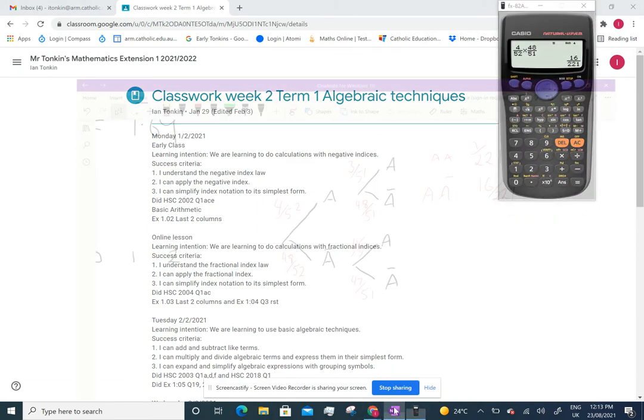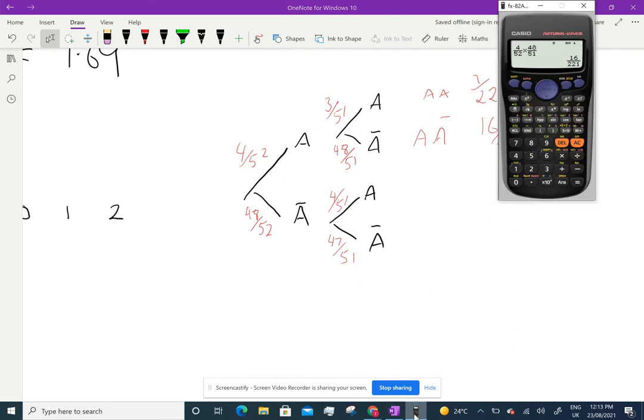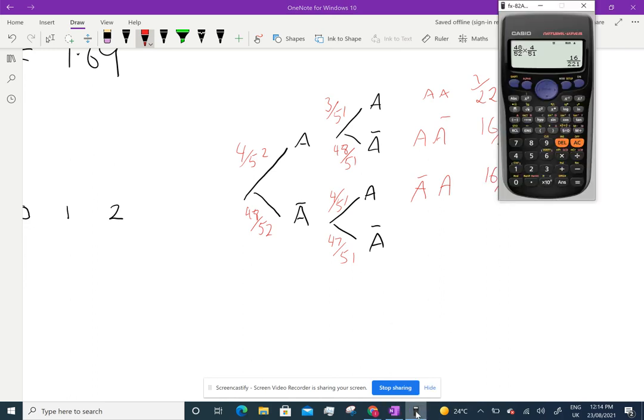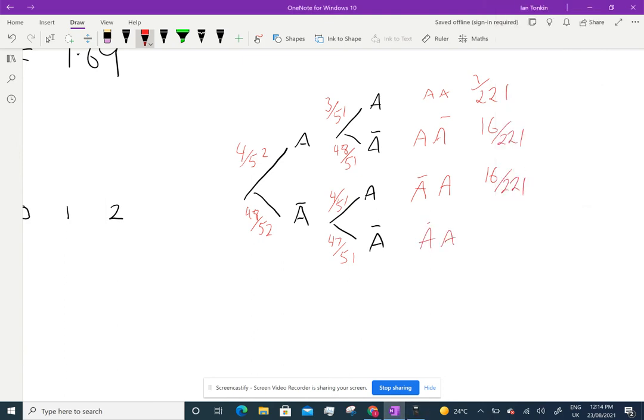Right, I want this back as well. Now I want 48 on 52 and 4 on 51, 16 on 221. I should have known that because it's just a reverse order of the other things. So 16 on 221. And the last one, I want 48 on 52 and I want 47 on 51 and 188. So of not getting 2 aces, 188 on 221.